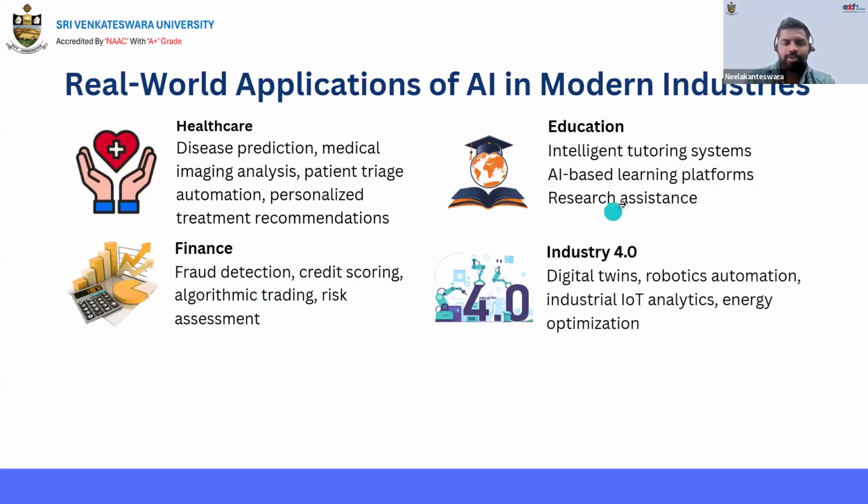And when it comes to Industry 4.0, we can use this for digital twins. Digital twins is nothing but two artificial intelligence machines that can communicate with each other, transfer information to each other, and work accordingly without any human intervention. That is nothing but digital twins. Same like robotics, automation, and industrial IoT, we can use these things for predictive maintenance purposes.